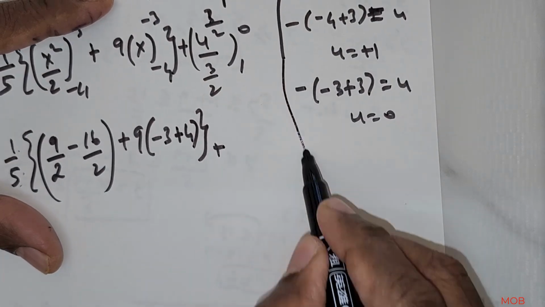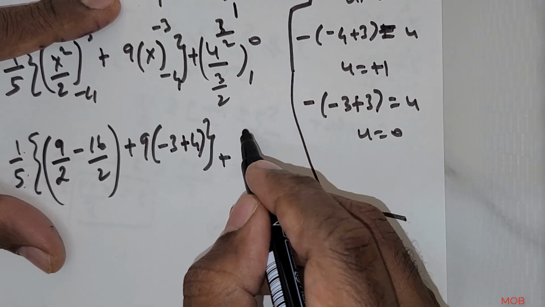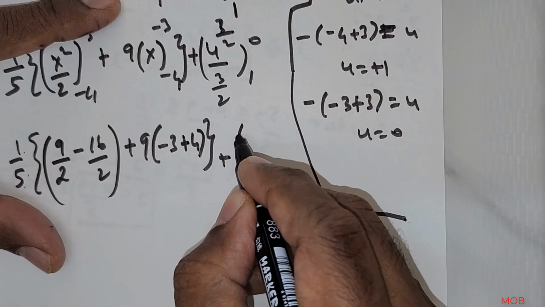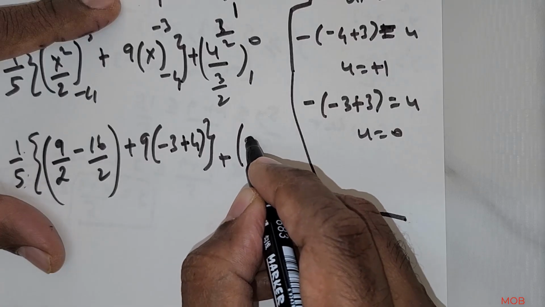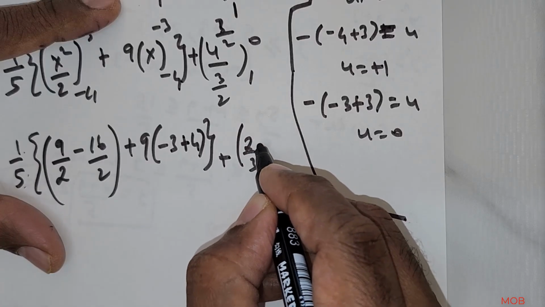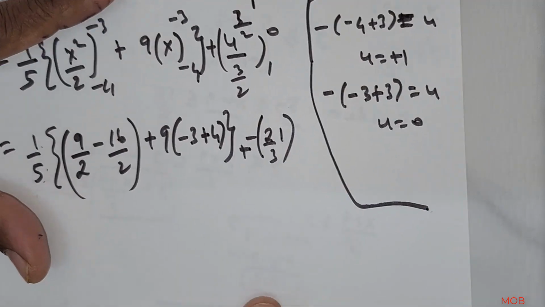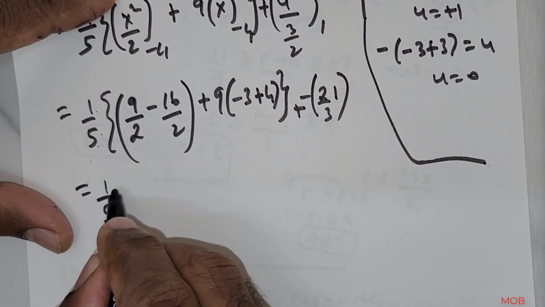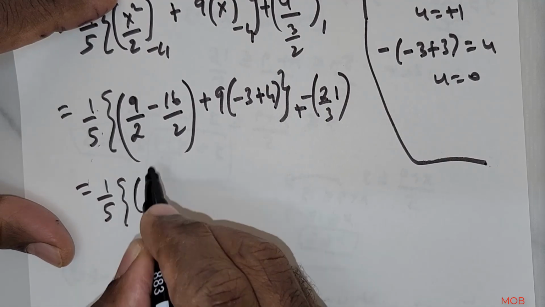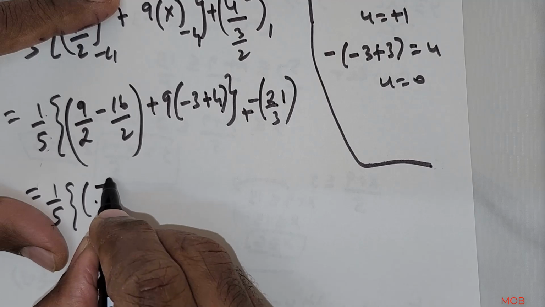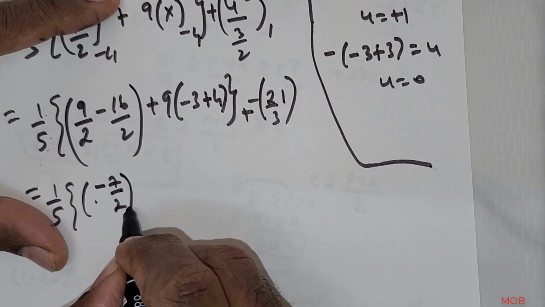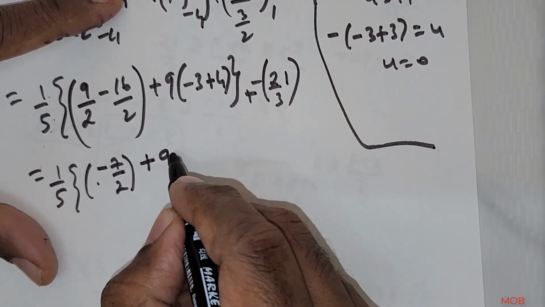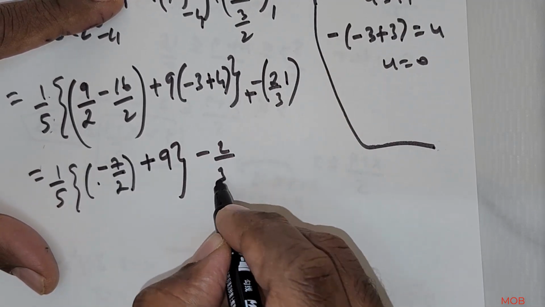Now this is followed by upper limit 0, and the lower limit will carry a negative sign. So lower limit is going to be 2 over 3 of 1 with a negative sign. So this is going to be our required value. So 1 over 5, I take 2 out, you get negative 7 over 2, and this is going to be positive 9, and you have a negative 2 over 3.